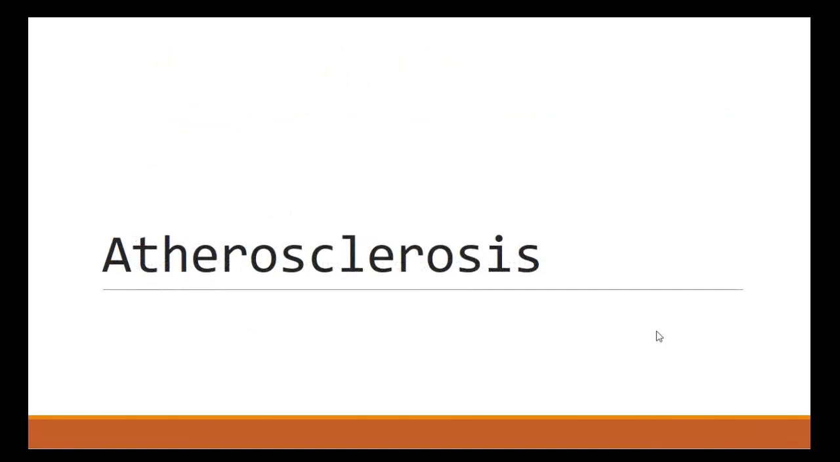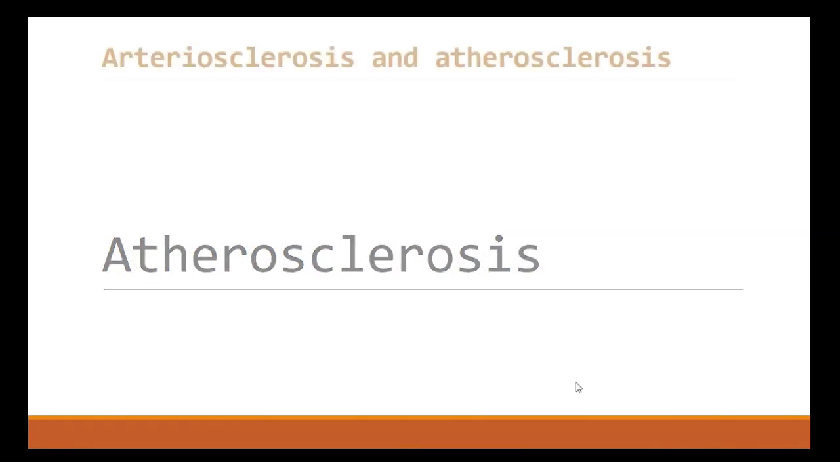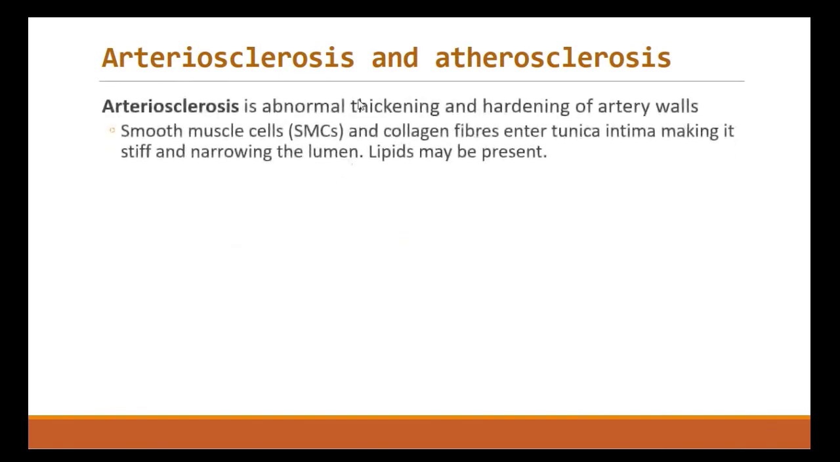So much about hypertension. And then we talk about atherosclerosis now. Arteriosclerosis is abnormal thickening and hardening of the artery walls. The smooth muscle cells and collagen fibers enter into the inner layers, tunica intima, making it stiff and narrowing the lumen. And lipid deposition may be present as well. This is known as arteriosclerosis. This is overall generalized narrowing of the arterial lumen. It happens in certain diseases, not very common.